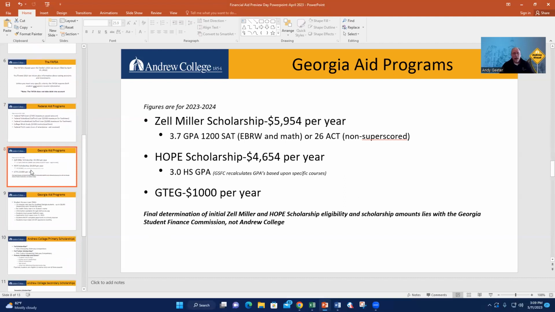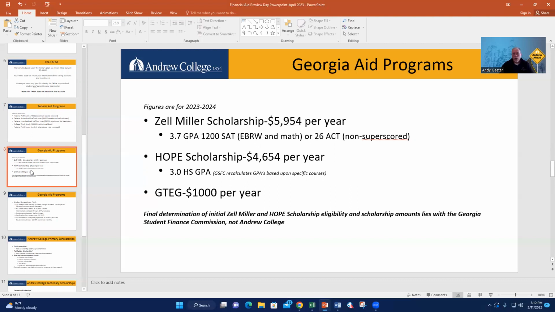Moving along to state aid programs. We actually had high hopes this year because there is an increase to the Hope Scholarship for the 2023-2024 school year. However, there was a line item veto to awarding more money to students who attend private colleges. So the amount of money for the Zell Miller Scholarship and the Hope Scholarship will be the same as it was this year. So that's Zell Miller, $5,954 per year.